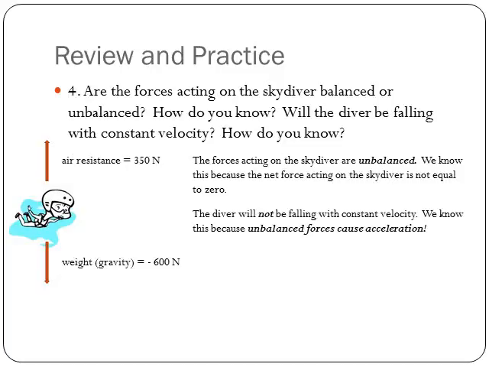Well, the diver will not be falling with constant velocity, and we know this because unbalanced forces cause acceleration. The forces acting on the skydiver are unbalanced. We identified that in the previous answer, and so those unbalanced forces cause acceleration. So the diver will be accelerating in the downward direction because the net force is in the downward direction. We can see that because the weight of the skydiver is greater than the air resistance acting on the skydiver.